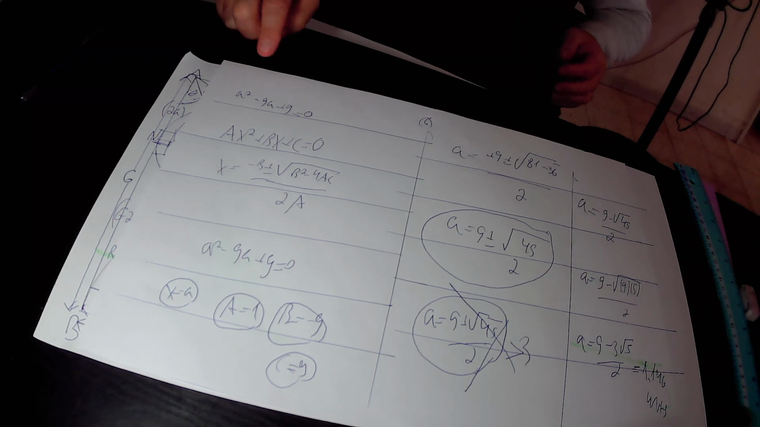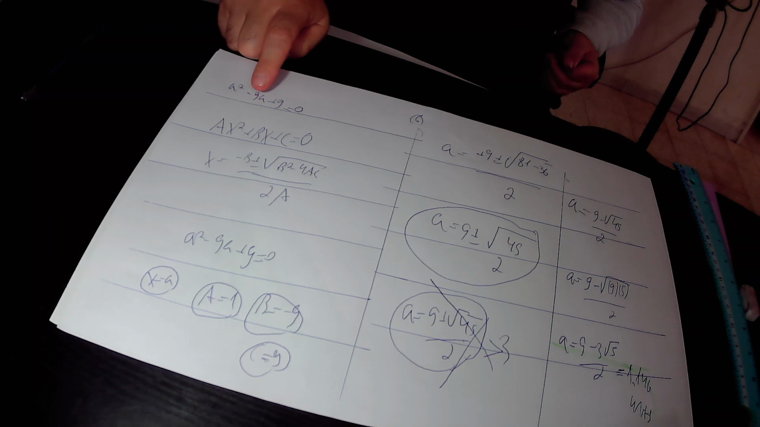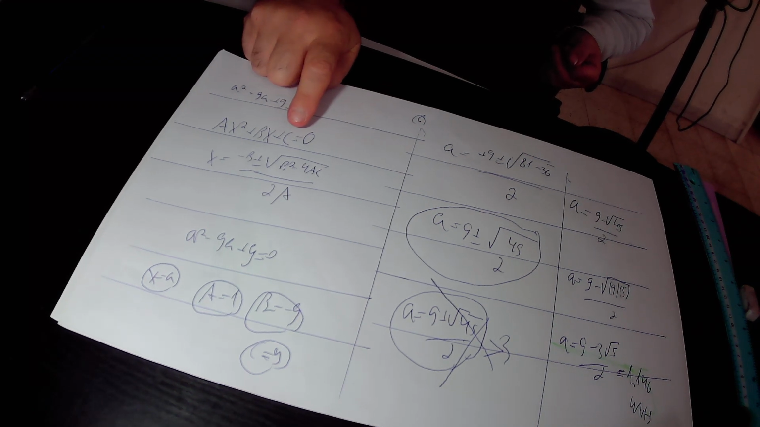This is a quadratic equation, and the general form of a quadratic equation is ax squared plus bx plus c equals 0. In this general formula, a, b, and c are the coefficients of the quadratic equation, and x is the variable that you are looking for. We will find the value of x according to the following formula: x equals minus b plus or minus the square root of b squared minus 4ac, over 2a.